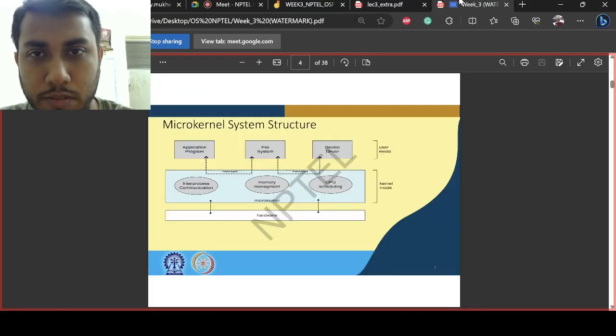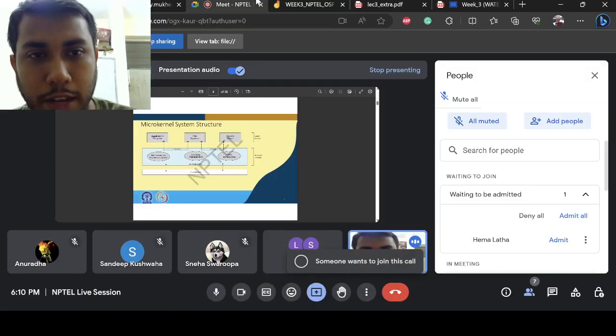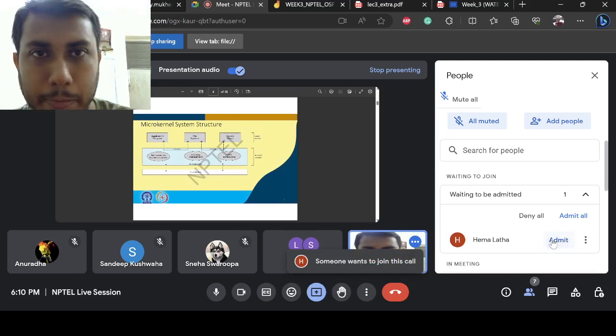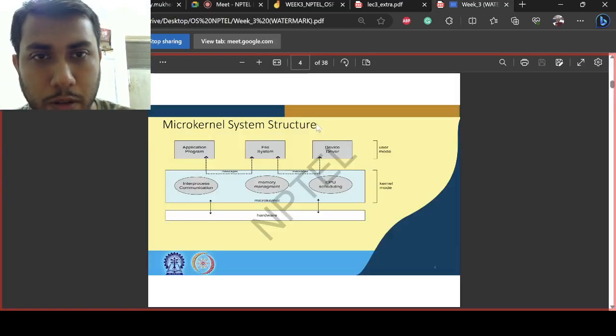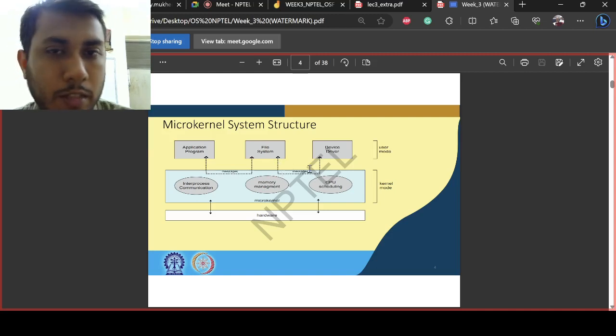So here, this is your hardware, this is your application program, or let's say file system. This is your device driver. So these are your user programs or things, and there is message passing between these things. So the application program wants to access the file, so it will pass a message through this. Again, your device driver wants to access the file system, so it will pass a message between these.